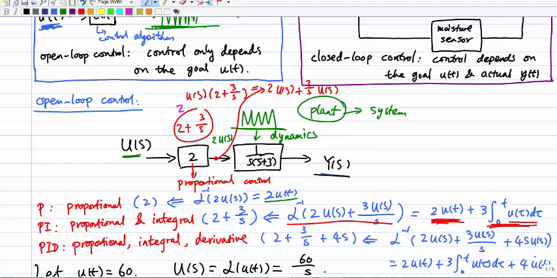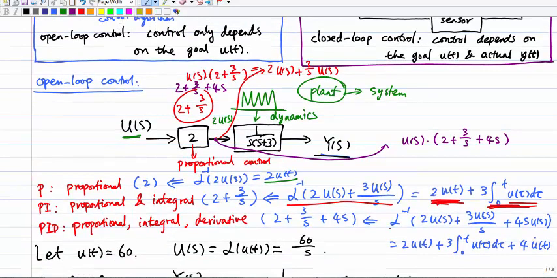Okay, let's use a different color. It's 2 plus 3 over s plus 4 times s. Of course, this is my control algorithm. Here, this point becomes just this guy times this guy. It's U(s) times 2 plus 3 over s plus 4 times s. Okay, so this is my output over here at this point. This is my actual control.